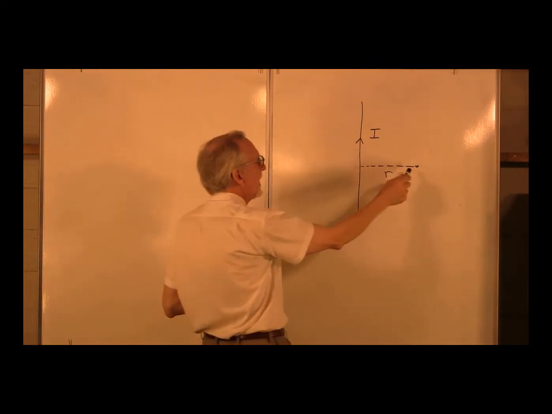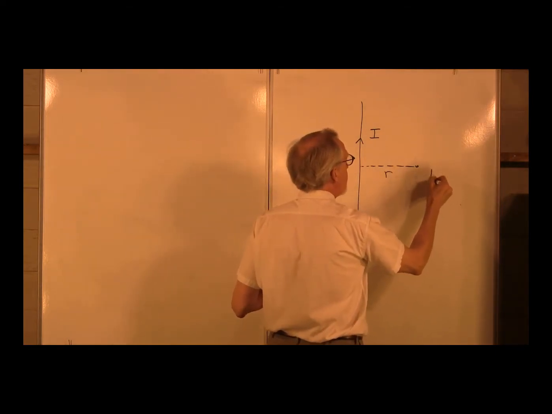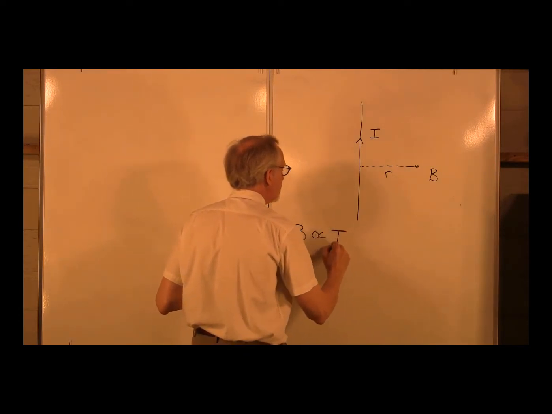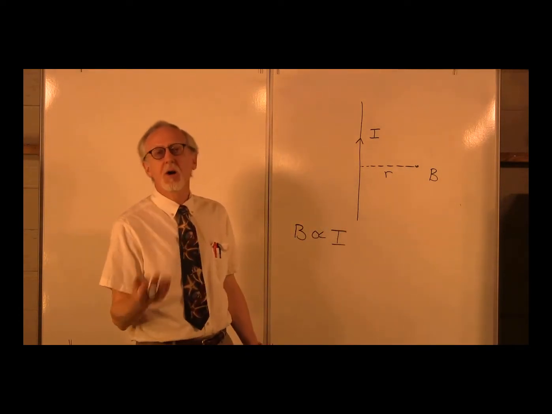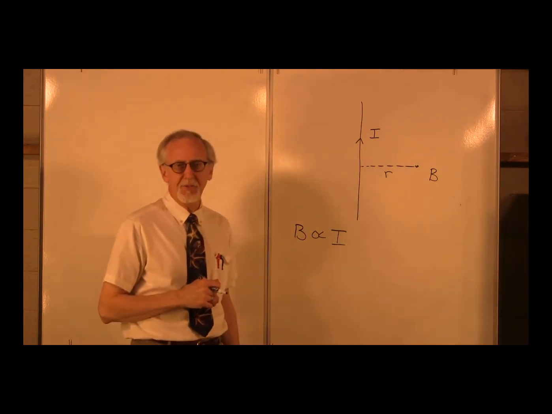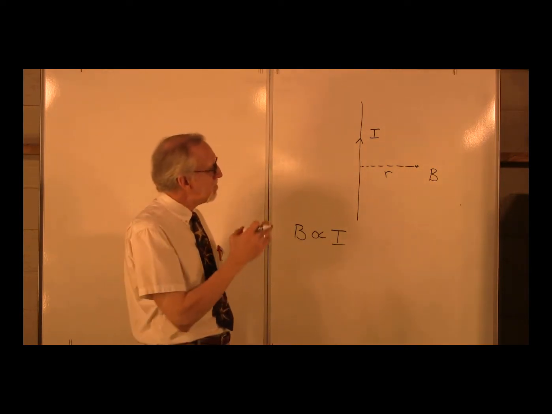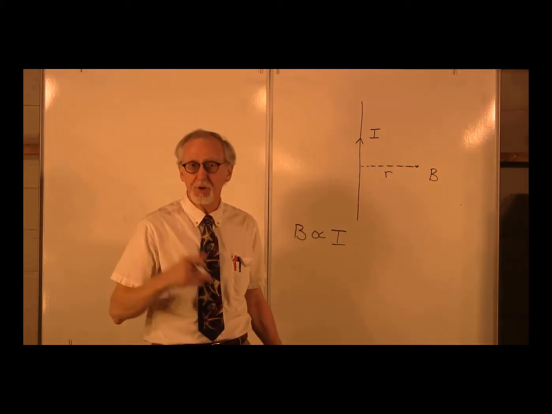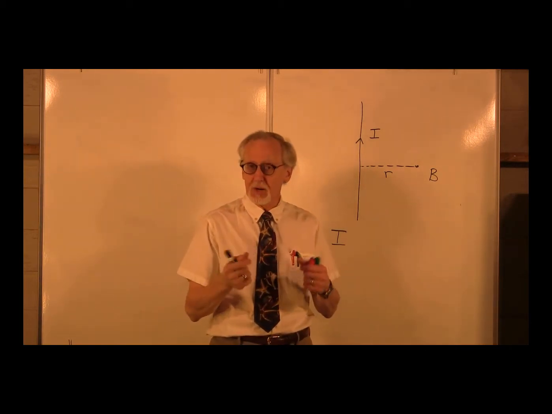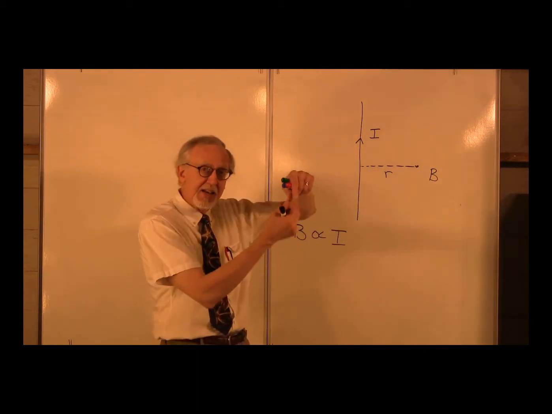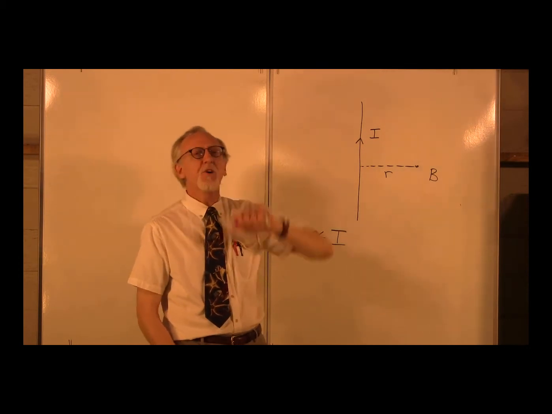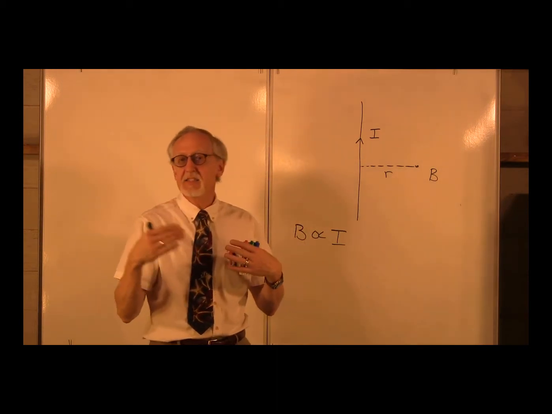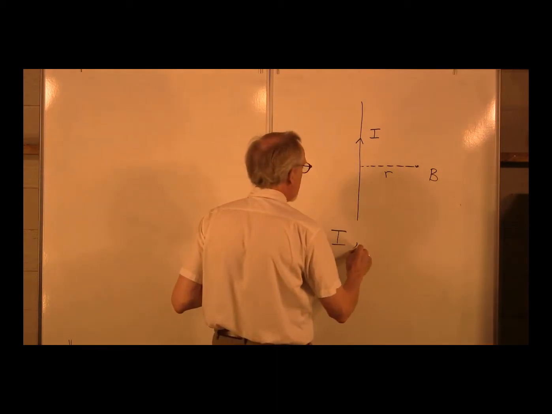If that's the case, the current creates a magnetic field at this point r, and the magnetic field is proportional to the current. The more current we have, the stronger the magnetic field. We might think that it would drop off like 1 over r squared, kind of like the electric field drops off like 1 over r squared for a point charge. However, this is not a point charge. It is an infinitely long wire. So the magnetic field does not drop off as 1 over r squared. It drops off less quickly. It drops off as just 1 over r.